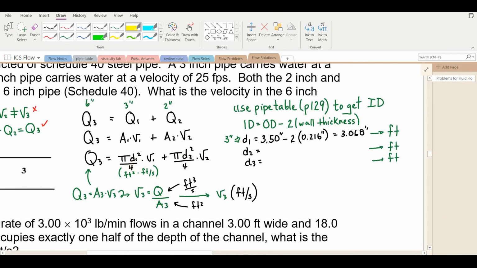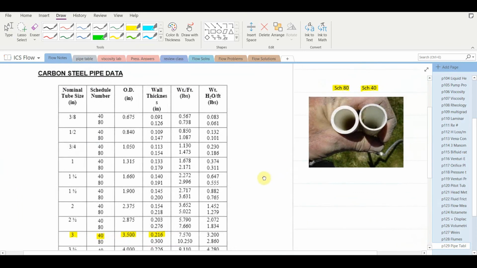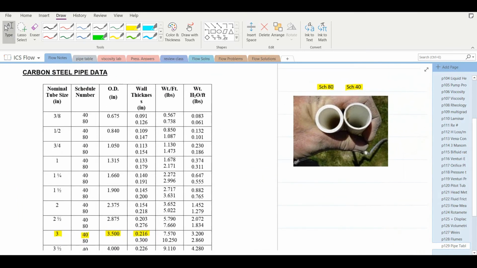We're given diameters. Now, the diameters are not the actual diameters. It was said that it was a Schedule 40 steel pipe. And that means you have to get the actual internal diameters, and you have to use a pipe table to do that. Page 129 in your notes. So this is an example of a pipe table. The pipe described is Schedule 40. And Schedule 40 is a standard wall thickness. Schedule 80 is double wall thickness, and there are many other schedules as well, but we're going to deal with just these two for now.